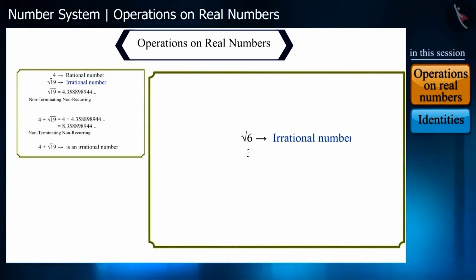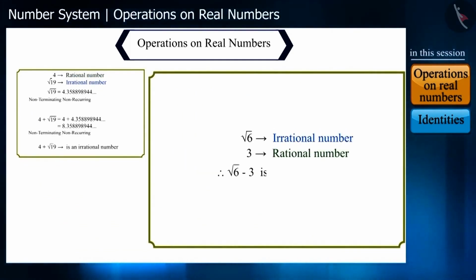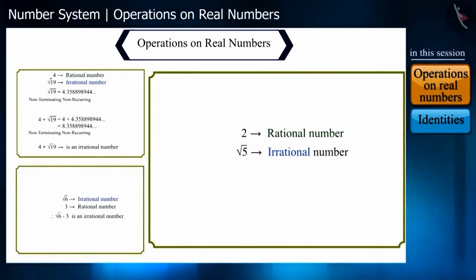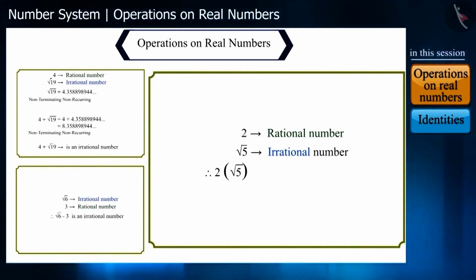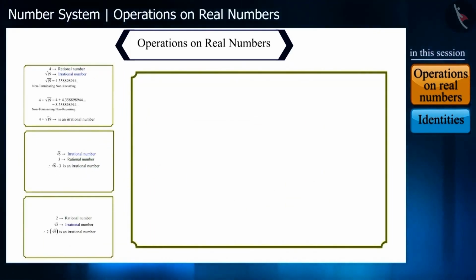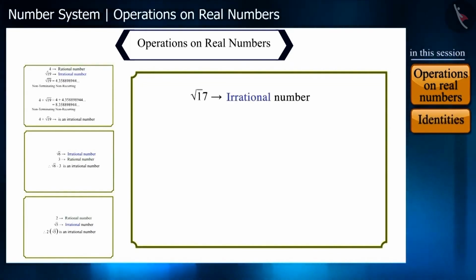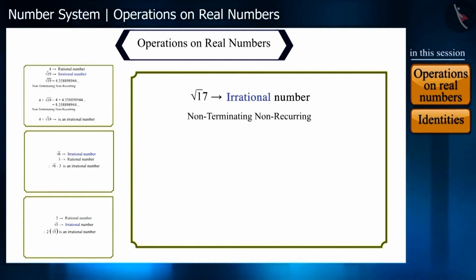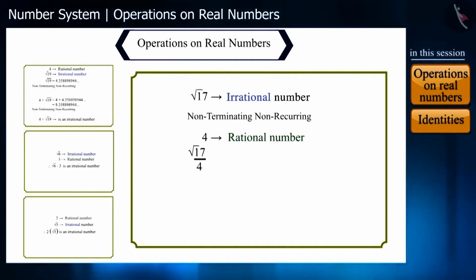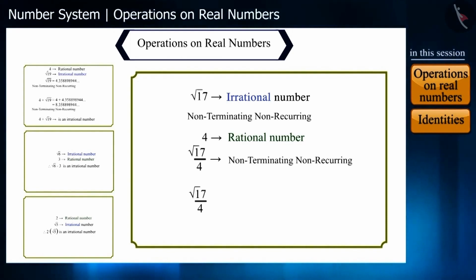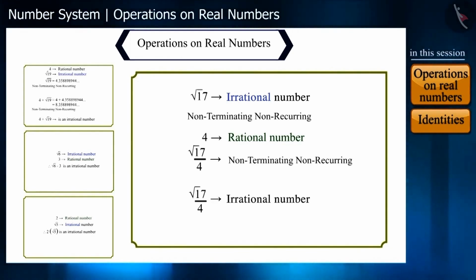Friends, let's try it for subtraction. Root 6 minus 3 will be an irrational number since root 6 is an irrational number. On multiplying 2 with root 5, we will get 2 root 5, which is also an irrational number. Now let's do the same for division. Root 17 is an irrational number. Its decimal form is non-terminating, non-recurring. On dividing the same by 4, we will get root 17 by 4, whose decimal form will also be non-terminating, non-recurring. That means it is an irrational number.